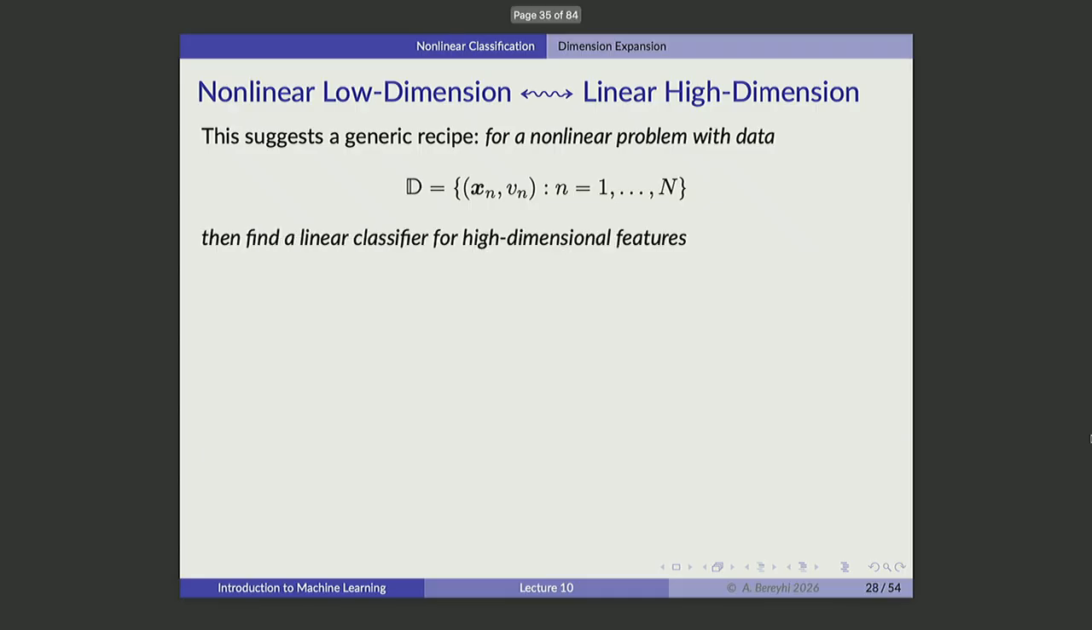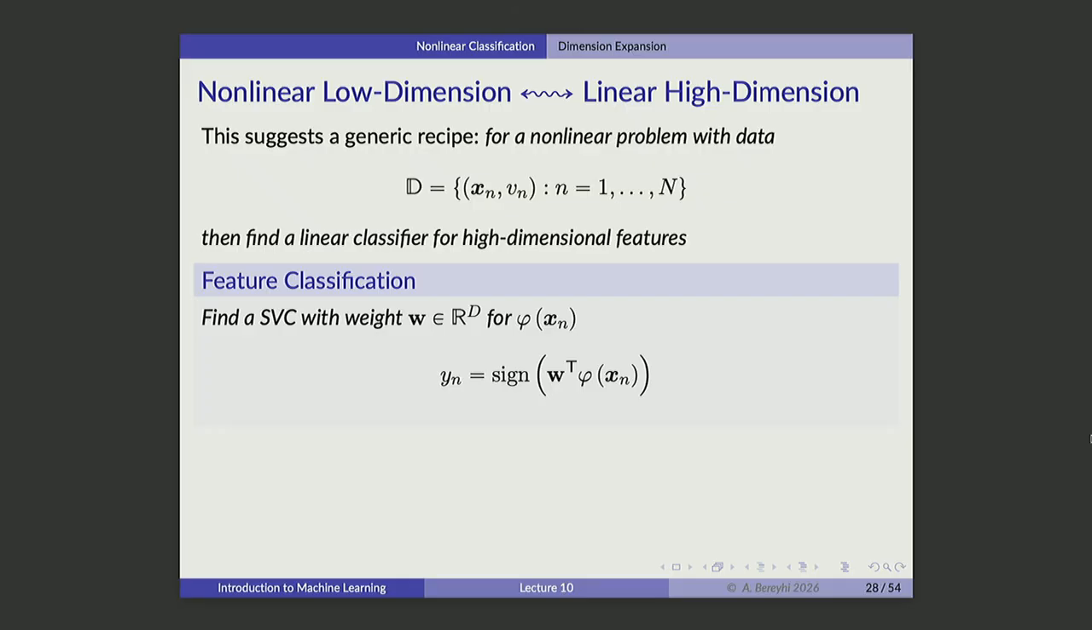Great. So this is pretty much a general recipe for any nonlinear problem. If you have any nonlinear problem, you can always do linear classification on the higher dimension representation of your data. Okay?